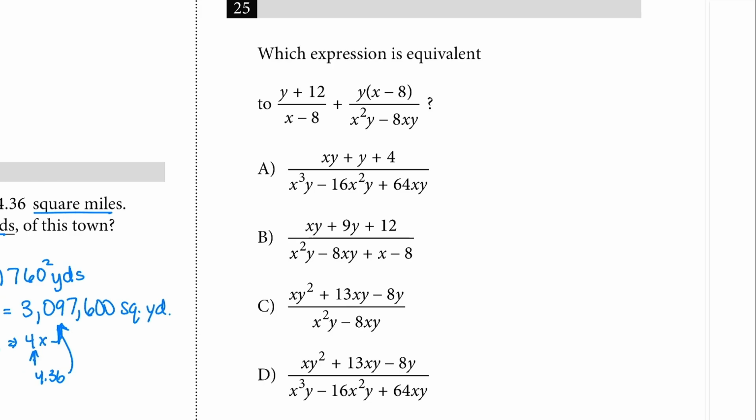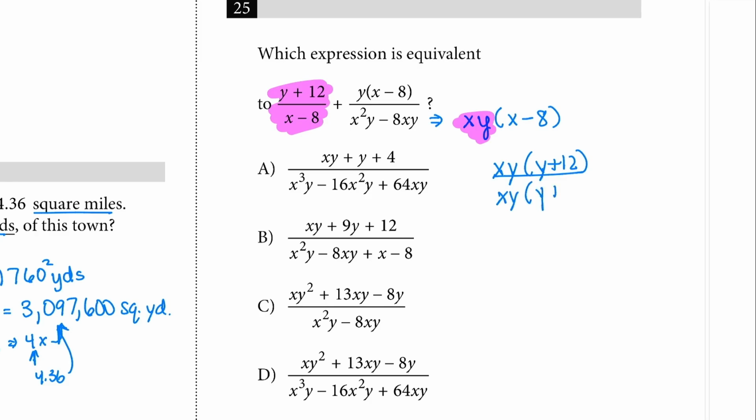So what I'm going to do is take a look at this denominator on the second side, and you can see that we have an x in common and a y in common. So I'm just going to pull those out and see what we get. This is going to be x minus 8. So if I were to multiply this entire fraction by xy, we could get a common denominator. So xy times y plus 12 over xy times x minus 8 is going to be the left side there.